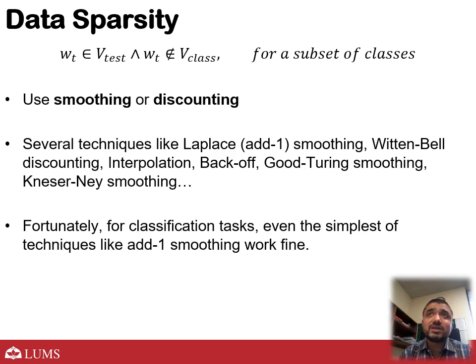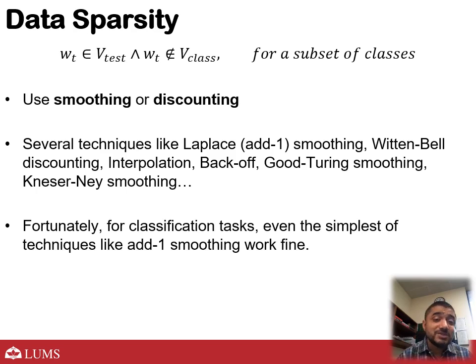ये बहुत ज़रूरी होती हैं इवन फॉर more sophisticated models like your neural networks and others. इसके अंदर बहुत सी techniques हैं. There is the Laplace smoothing, which is also known as the add-one smoothing, जिसको अभी हम देखेंगे. There is Witten-Bell discounting. There is interpolation, back-off, Good-Turing smoothing, and Kneser-Ney smoothing. Kneser-Ney is one of the better smoothing methods that we have for language modeling. Fortunately for classification tasks, even the simplest of techniques like add-one smoothing work fine.